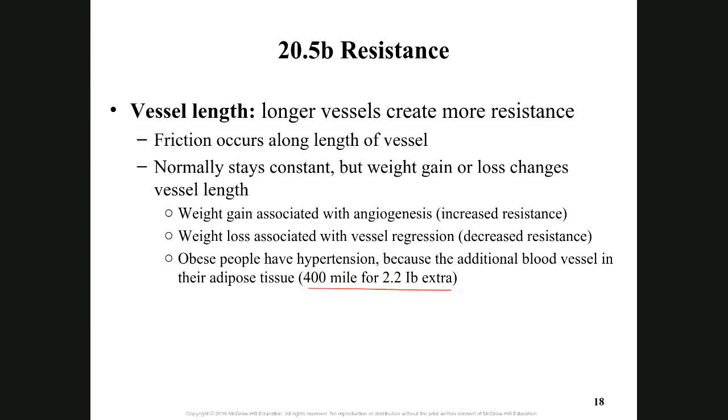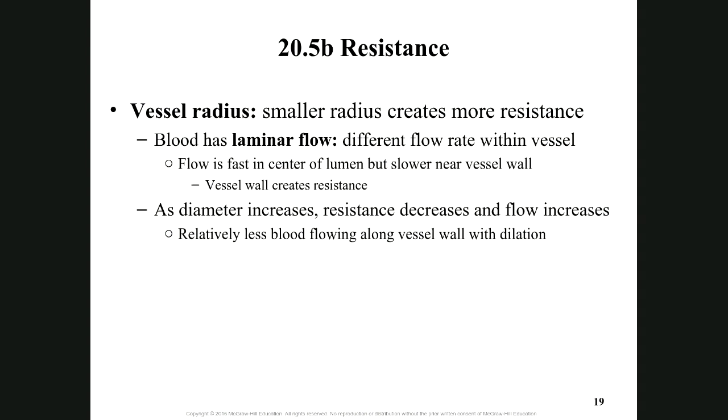It's very interesting. Because of that, the obese person has hypertension, because they have longer blood vessels and the blood should move faster in their body. So the resistance increases and the blood pressure goes up.